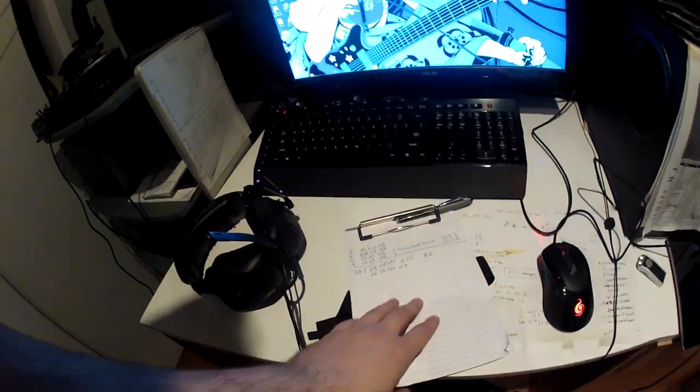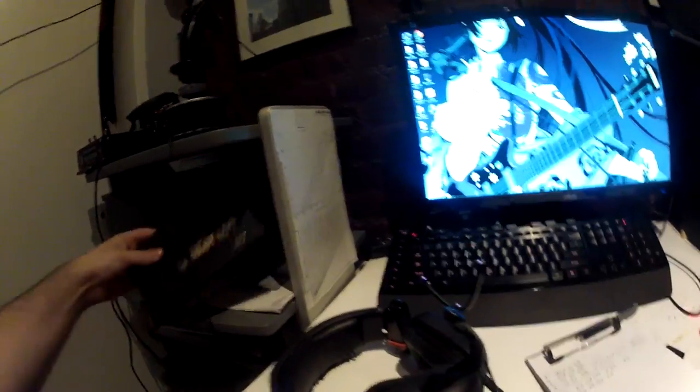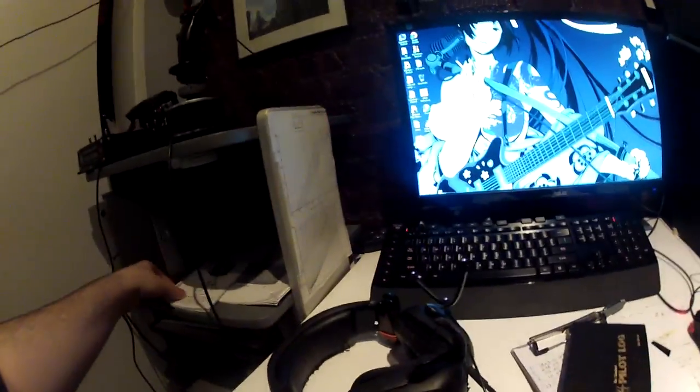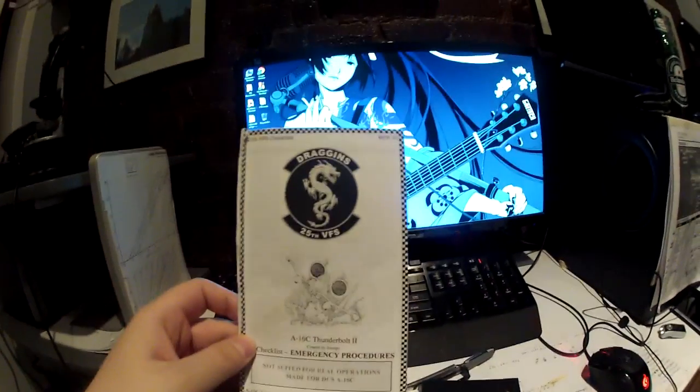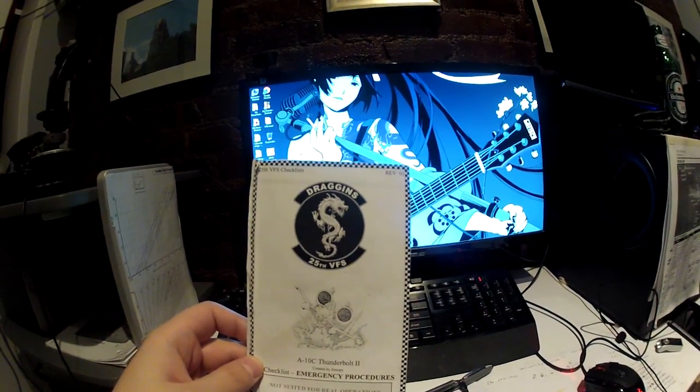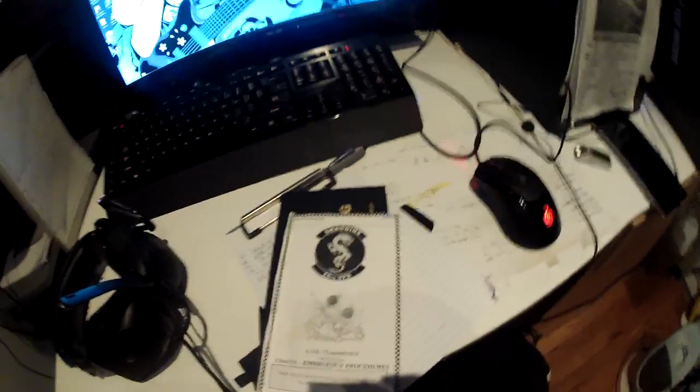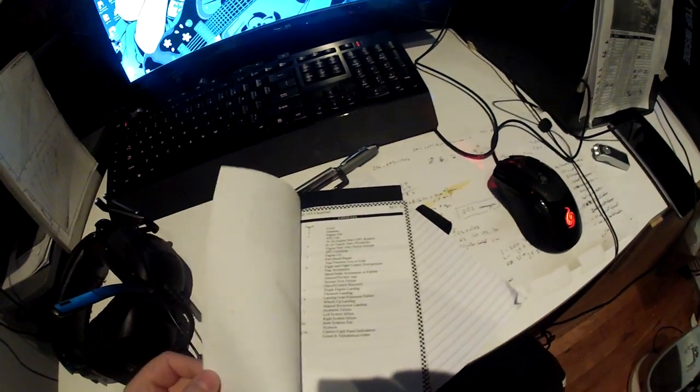This is a real kneeboard for actual flights. Now, DCS-wise, I've also printed out, it's my pilot book, the emergency procedures list. This is Dragon's 25th VFS, and this covers quite a lot of things that usually occur.